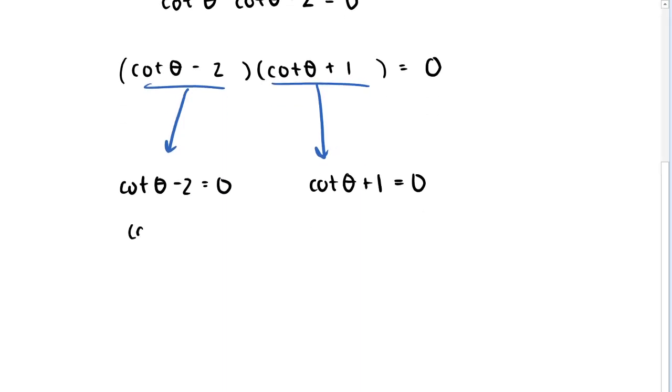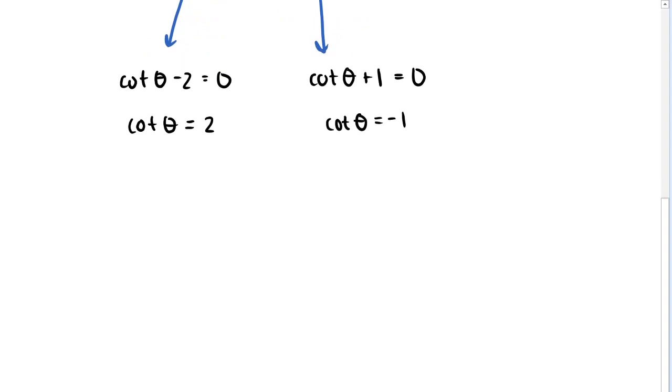And so adding 2 to both sides of the left equation, we get cotangent of theta is equal to 2. And subtracting 1 from both sides of the right equation, we get cotangent of theta is equal to -1. So we want to solve these two equations, and any solutions to these equations are solutions to our original equation.